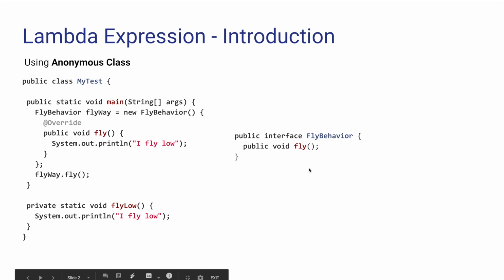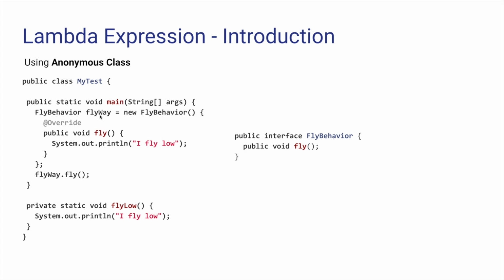So here I have an interface FlyBehavior which has method fly, and I have test class MyTest in which I have declared a variable flyWay whose assignment is an anonymous class implementing FlyBehavior. I have another static method whose implementation is that of low flying behavior, which is similar to what is present in the anonymous class. Everything looks okay so far.